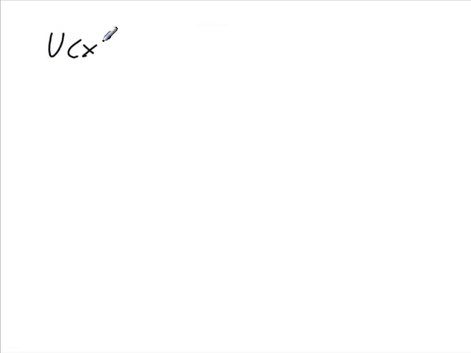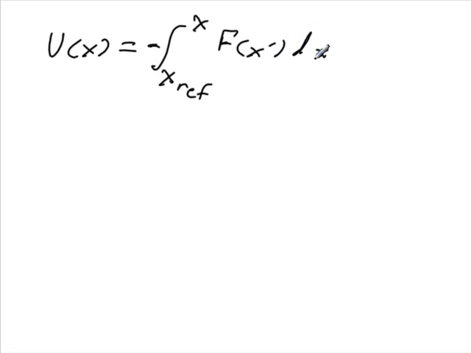We've already talked quite a bit about how we can use the force to figure out the potential energy, but it turns out it's often nice to go the other way. So we know that the potential energy at a point is equal to the negative integral, from some reference point where we've defined the potential energy to be 0, to x, of f of x primed dx primed.